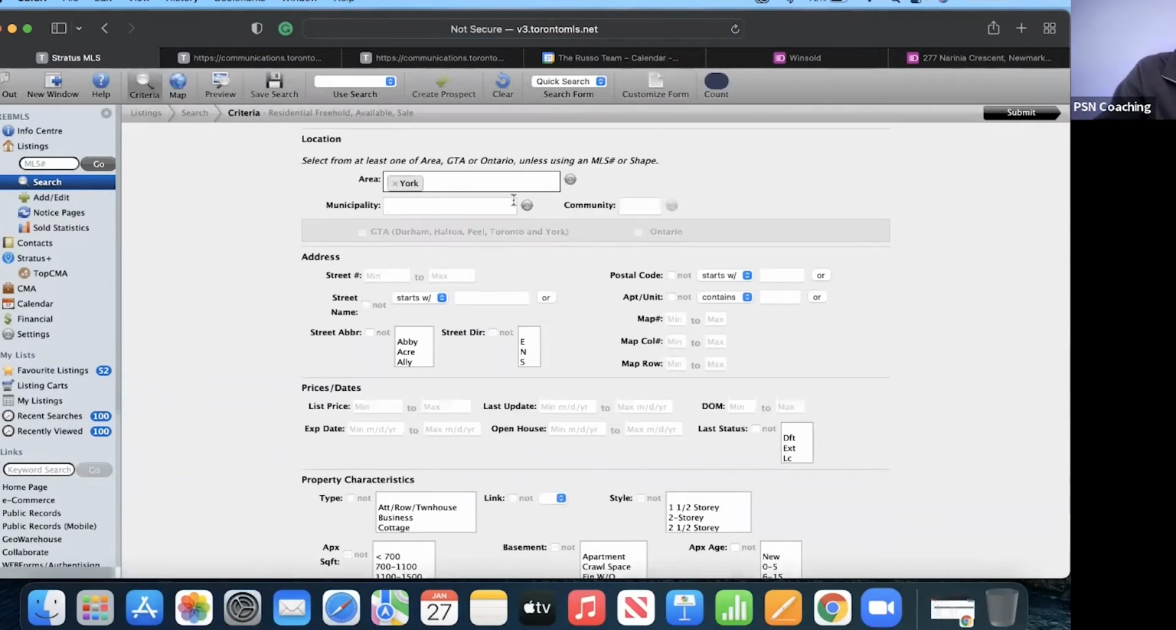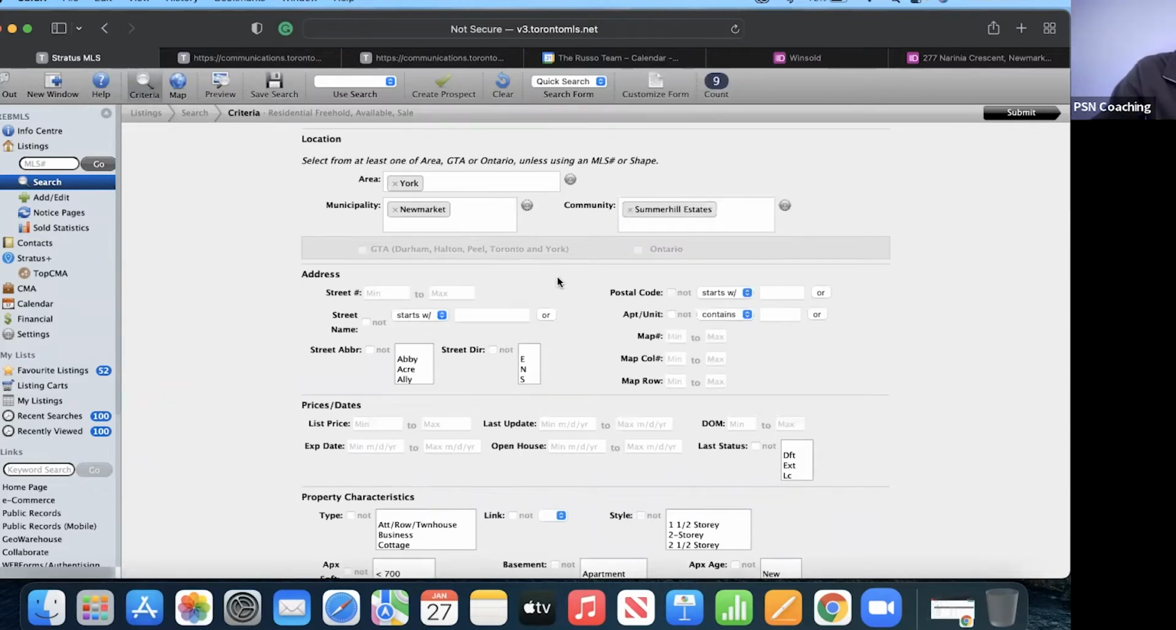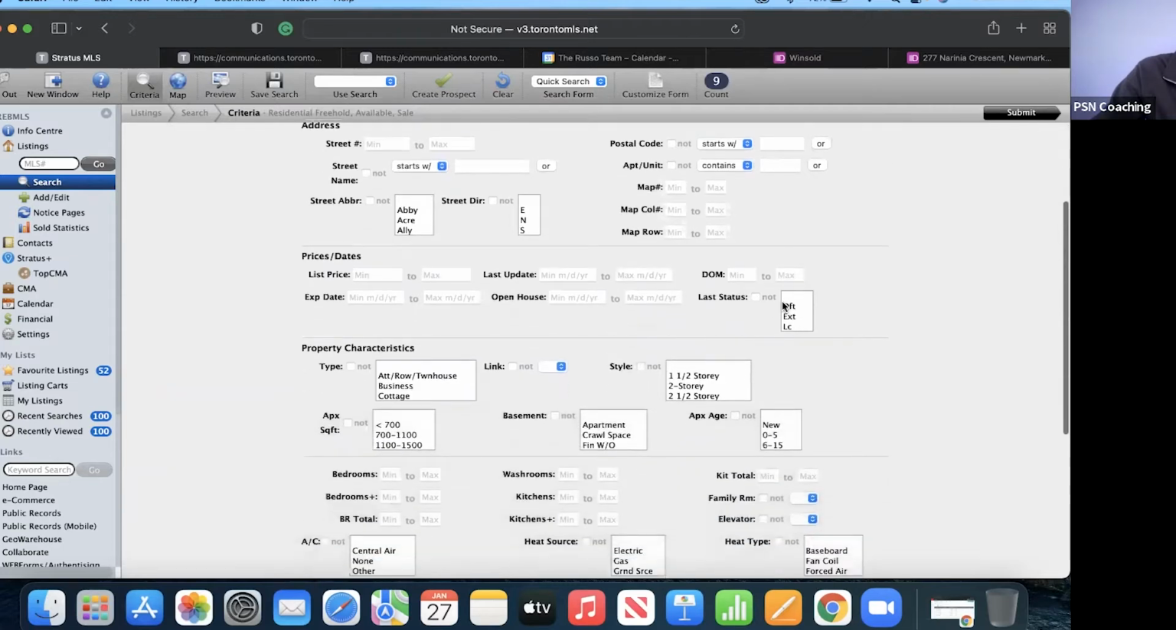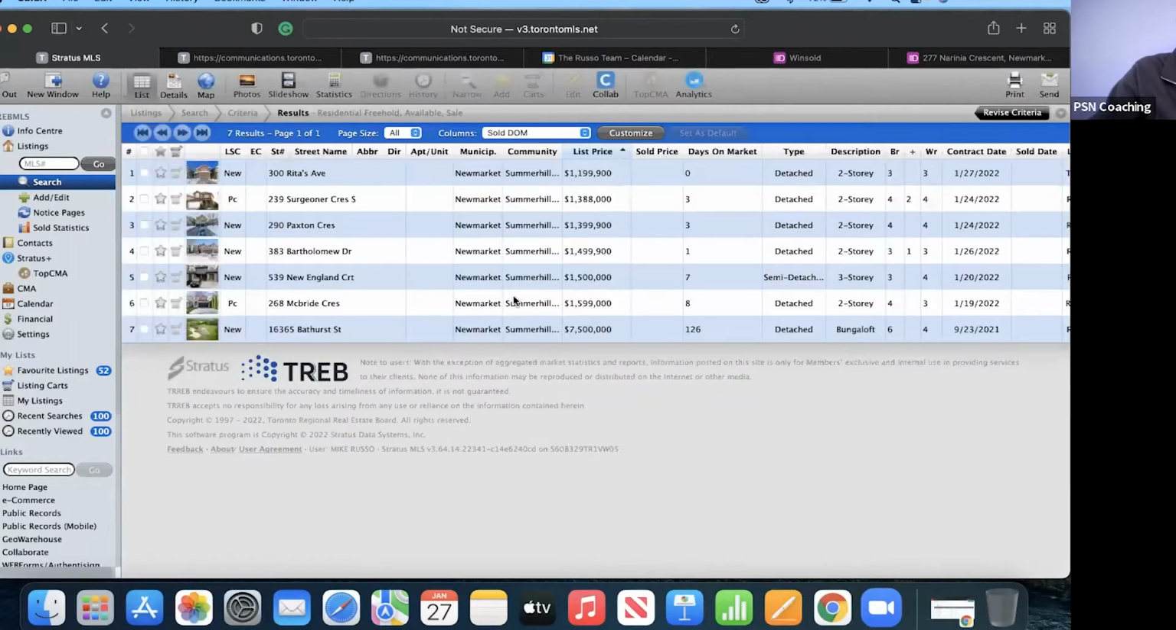In York, I'm going to go Newmarket, and I'm going to go Summerhill. Available homes, 9. Of those 9 homes, let's take out all of them that might be sold conditional. We have 8, so we lost 1. Now we're detached homes, so we're not going to include townhomes or semis. Now we're at 7 homes in total in all of Summerhill.